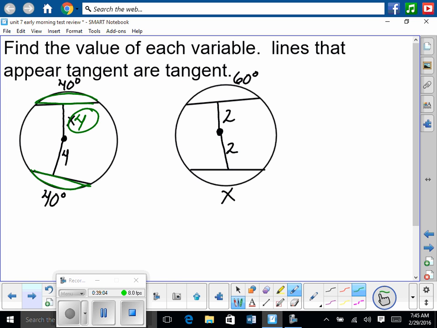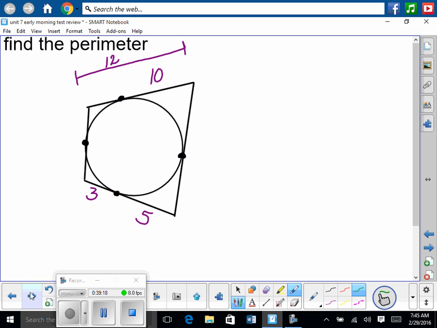Questions? 60, yep. Because they're equidistant from the center of the circle, this chord will equal this chord. Therefore, this arc will equal this arc. So this must be 60 degrees. Questions? Okay, you guys are doing really good. We're almost done here. These are the last 2 problems, and then you'll be good for the test.